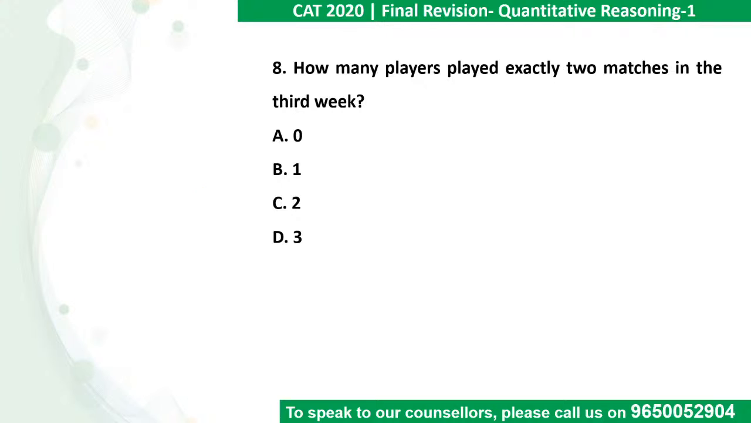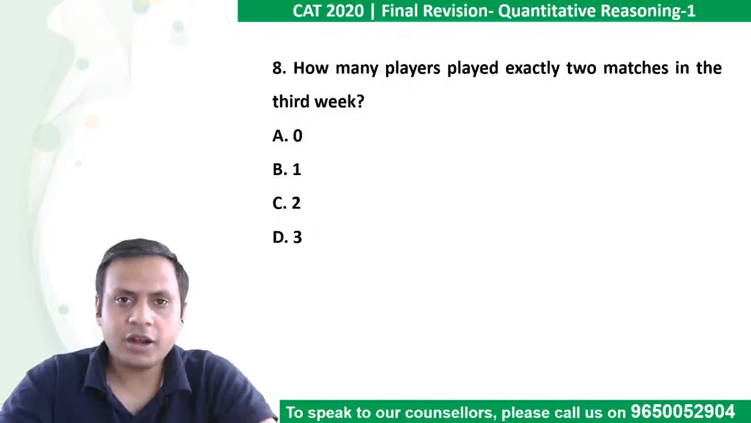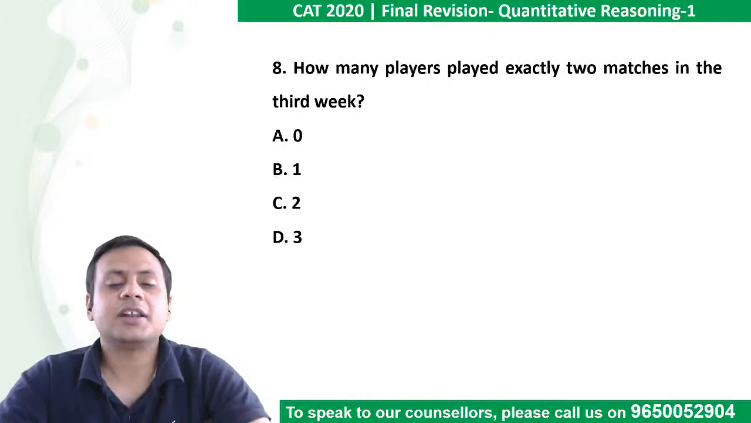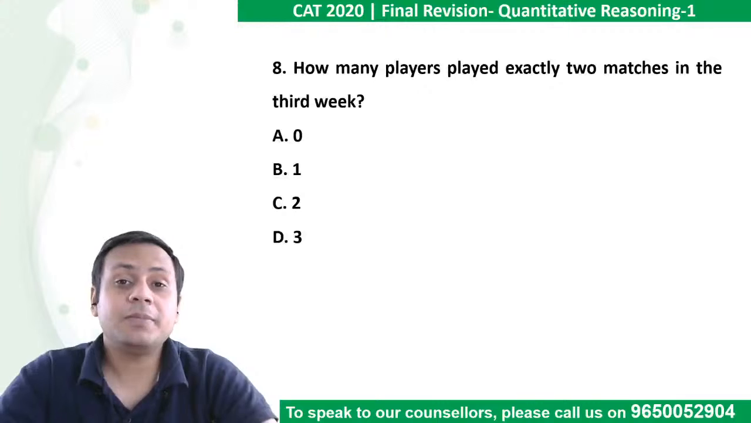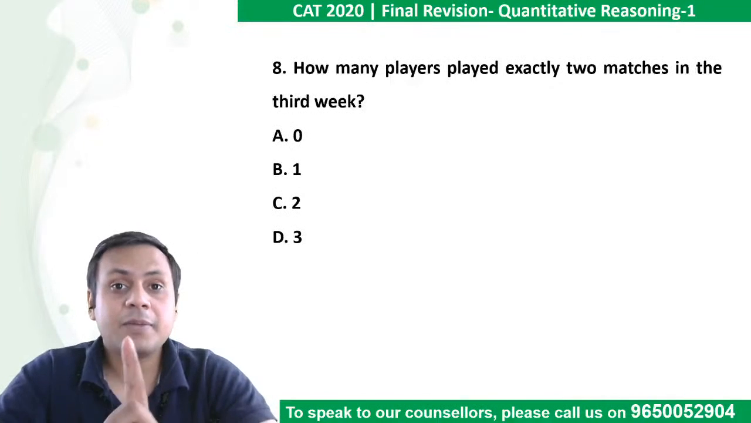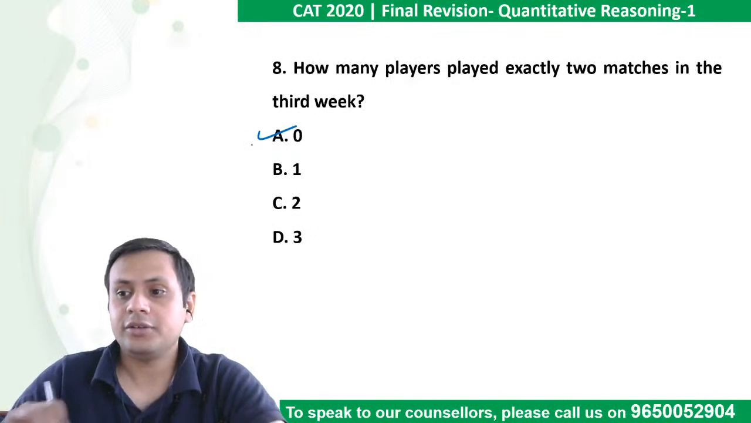Next. How many players played exactly 2 matches in third week? Answer is no one. Because the remaining 4 players P7, P8, P9, P10, each of them played exactly 1 match in the third week. So our answer is 0.